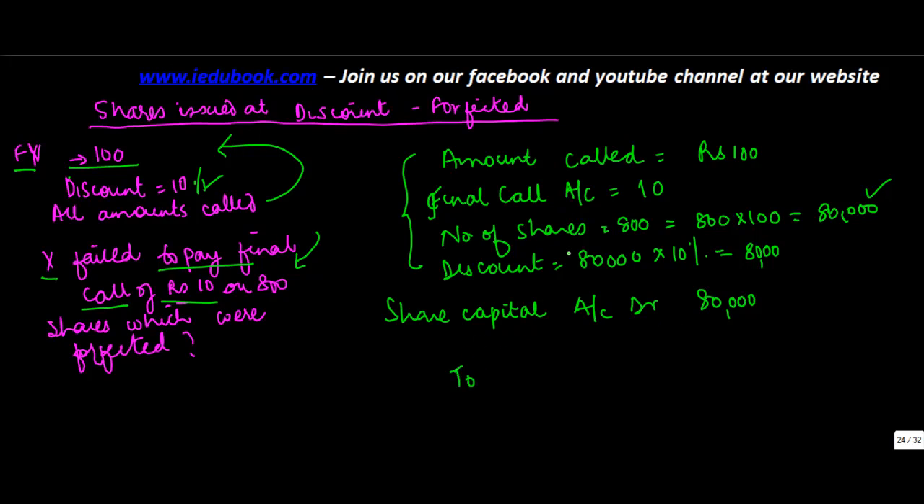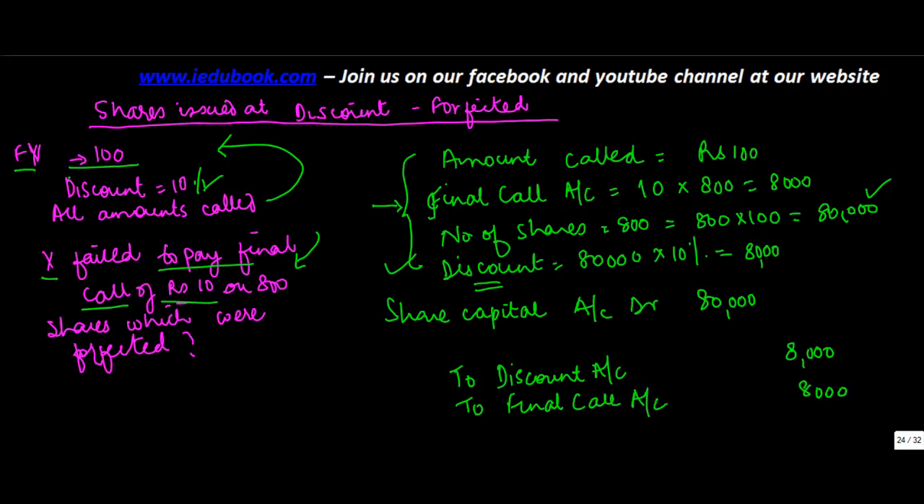Against this amount, when you would have given a discount, you would have debited the discount account. Now since it's being reversed, so you credit the discount account, which is 8,000. There is a final call of rupees 10, which means 10 into 800 is equal to 8,000. So when the final call was not received, it would have been transferred to the final call account. So your final call account is also credited by rupees 8,000. And the balance will go to share forfeiture account. How much will be that? That will be 64,000. 80,000 minus 8,000 minus 8,000.